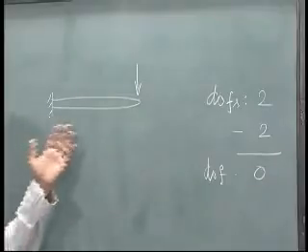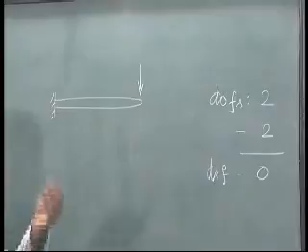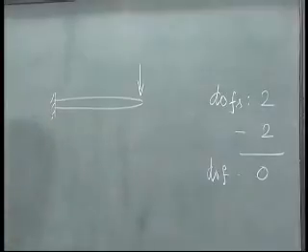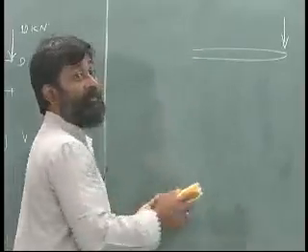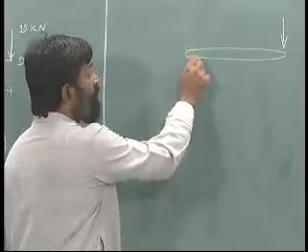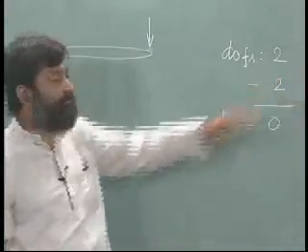0 degree of freedom system means it is a stable system, okay. You will not see any movement of this rigid body. If I have to see the movement, I either have to remove it completely. If I remove it completely, how many degrees of freedom do I have? There are no constraints, which means it has 2 degrees of freedom.